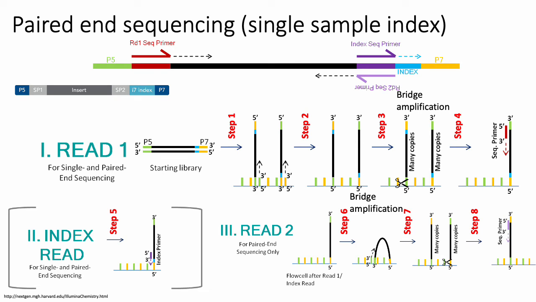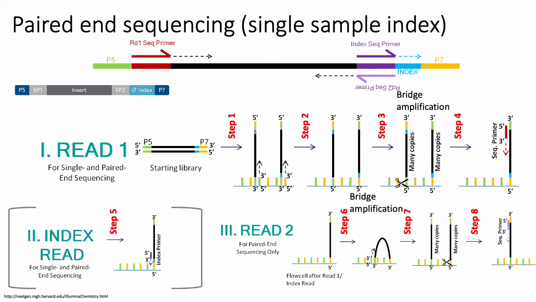Steps 1 through 3 are pretty similar to the previous slide, where you start with fragments with the adapters ligated to them, and you do some bridge amplification to generate clusters of fragments representing the same sequence at a given spot on the flow cell. In step 4, you cleave all of the fragments that are bound by the P5 adapters specifically. That gives you clusters that only have fragments that are bound by the P7 adapter.